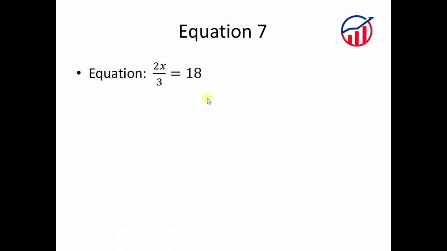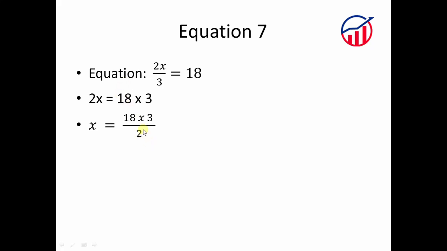Now equation 7, 2x upon 3 is equal to 18 over here. So what we're going to do is 2x is equal to 18 into 3. So you have x is equal to 18 into 3 upon 2. You can see over here I have not multiplied it first. This is one tip which I would give you. Typically what students do is, they multiply this and then try to divide it. No, you don't do it that way.